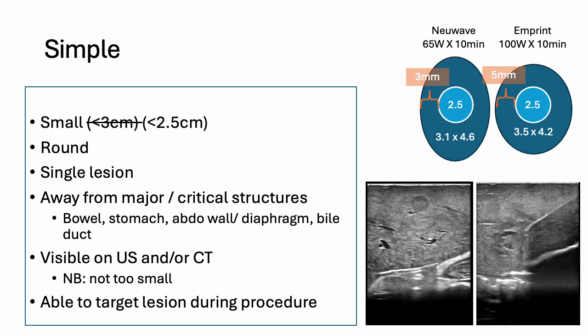The reason why 2.5 is because in many ablation systems, for example these two shown here, a typical ablation gives you a width of approximately 3.1 to 3.5 centimeters. So to get a decent margin of between 3 to 5 millimeters, the lesions should be about 2.5 centimeters. If it's larger than this, you might need to do something slightly differently in order to get adequate margins. So here in this picture is an example of what I consider to be a relatively simple lesion. It's away from the surface, it's away from major critical structures, easily visible. When you get the needle in through the center with standard ablation, you get very good margins.